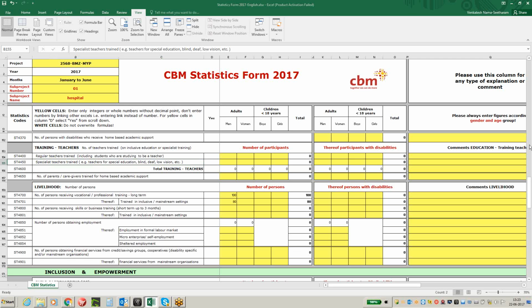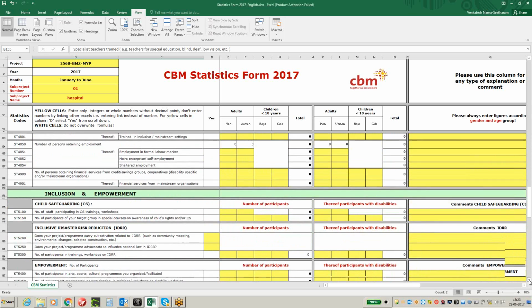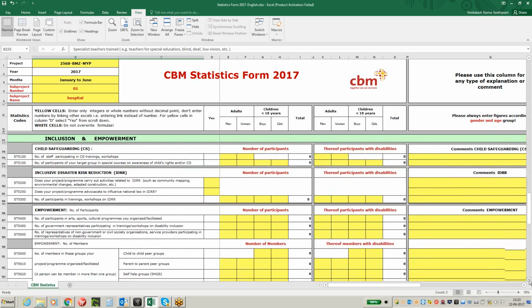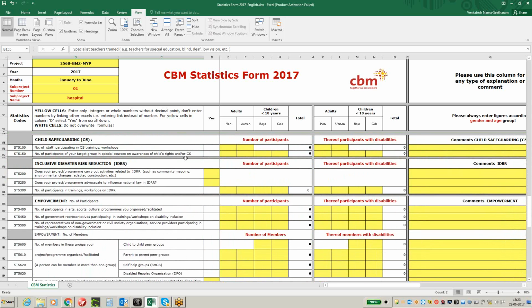Any further questions? Okay. If there are no further questions, then I go to the next section. This is inclusion and empowerment. Here you see it's very straightforward, the same logic applies as for participants. Number of staff participating in child safeguarding workshops: how many men, how many women, out of men, how many are disabled, out of women, how many are disabled. So these are all straight questions and they can just fill in.